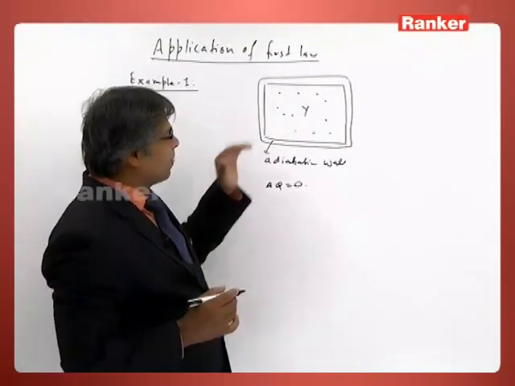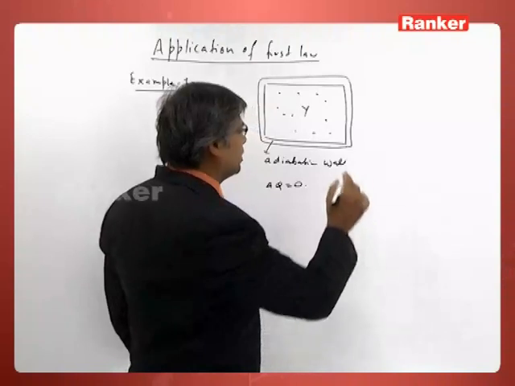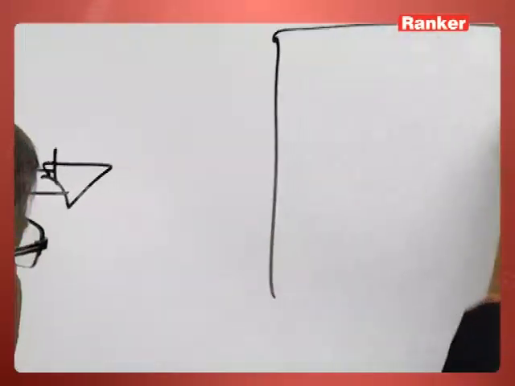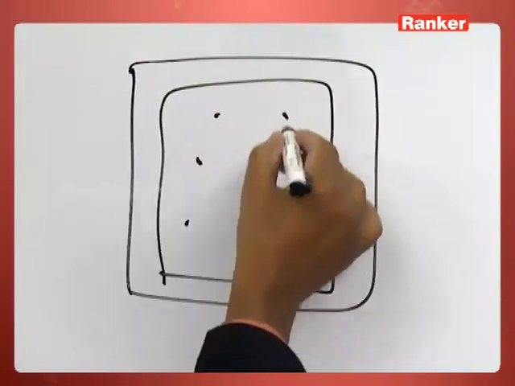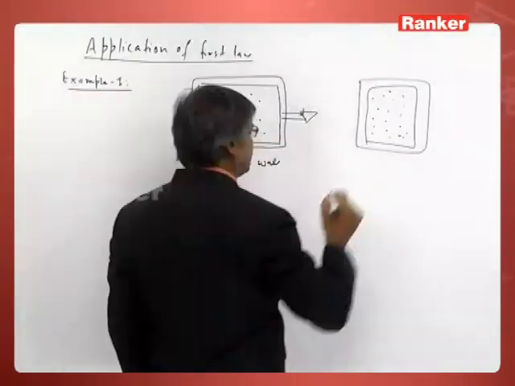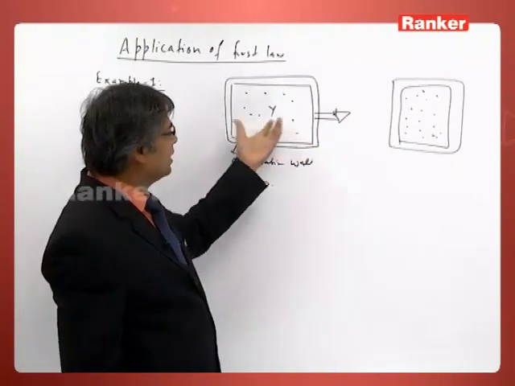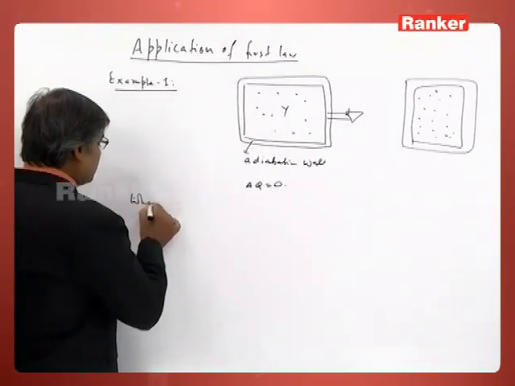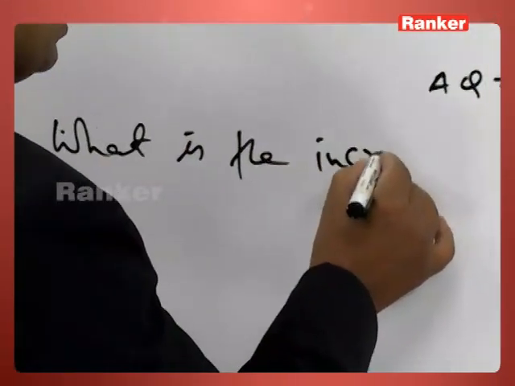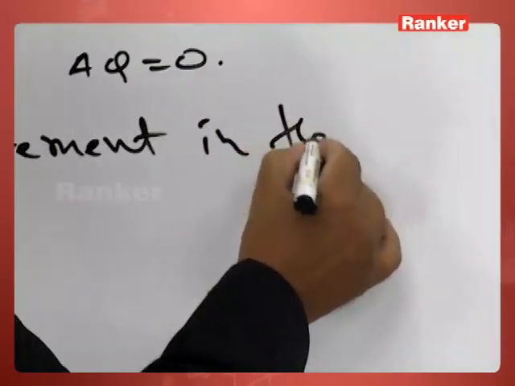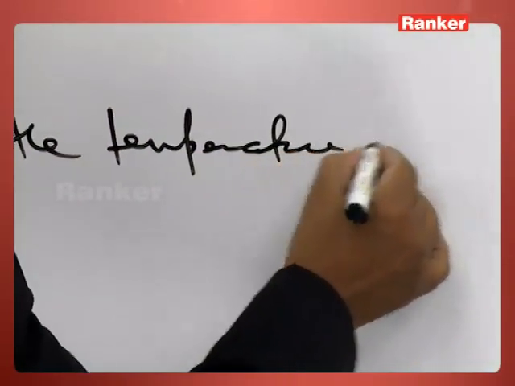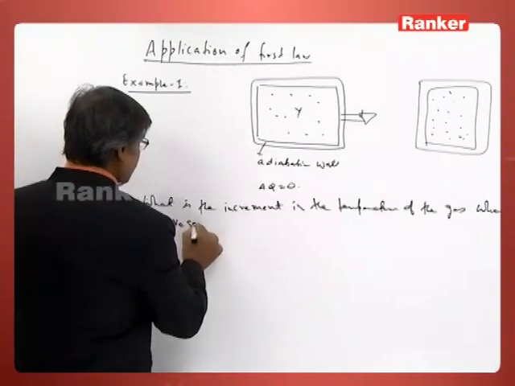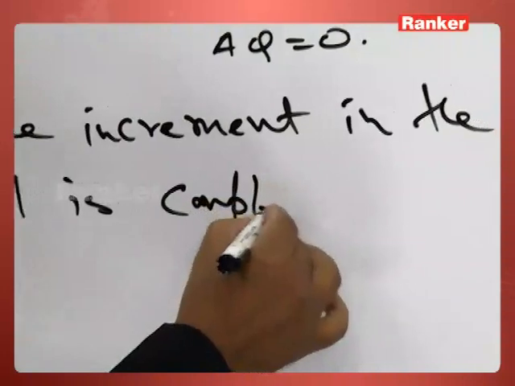Suppose this whole vessel is moving with velocity v and it is suddenly stopped. So now it has no velocity. The temperature of the gas will increase. To what extent? What is the increment in the temperature of this gas if this gas is suddenly stopped? This is the question: what is the increment in the temperature of the gas if the vessel is completely stopped?